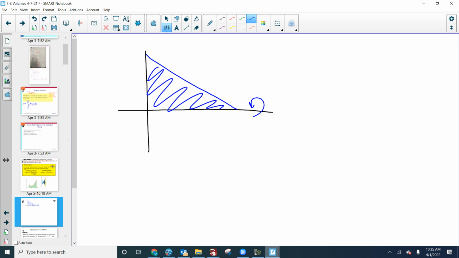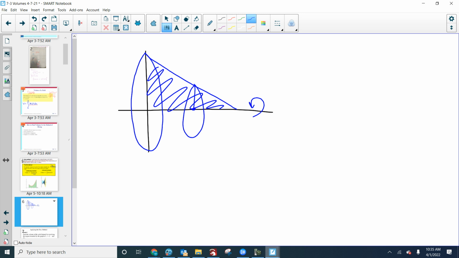Not one cross section. What's the whole shape going to give you? A cone. Very good. Do you see it? This gets spun around and comes down here. This gets spun around and comes down here. What's the radius of that A of x function? Well, they're circles, aren't they? What's the radius of that circle? The height of the function. Are you with me?